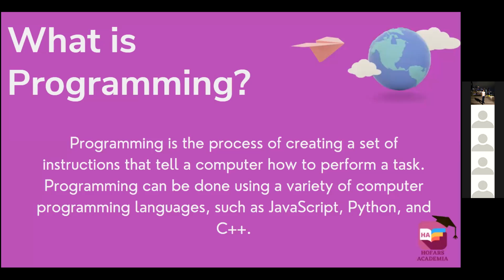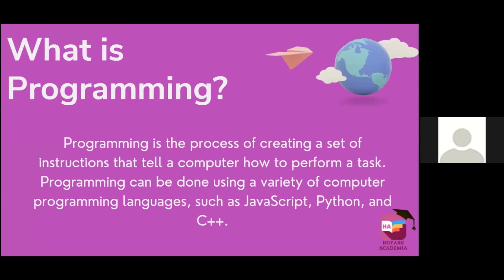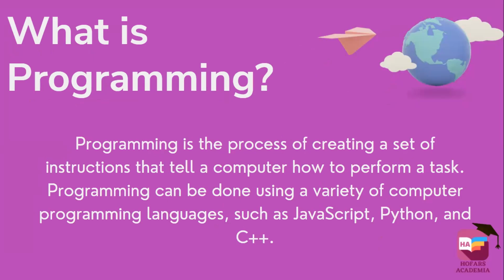So now let us see what is programming. Programming is the process of creating a set of instructions that tells a computer how to perform a task. Programming can be done using a variety of computer programming languages such as JavaScript, Python, Java, C++, Ruby, PHP. There are many programming languages and Python is one of them.